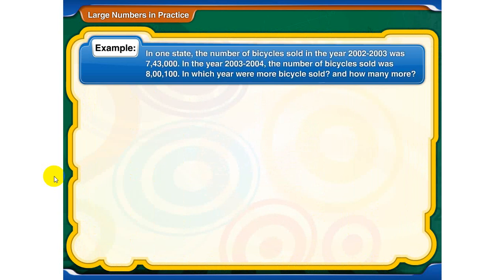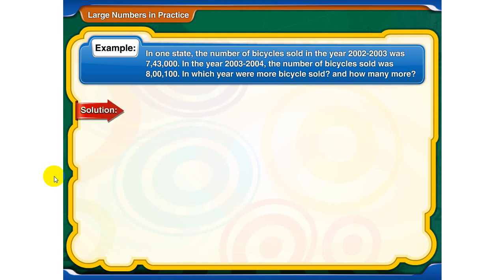Example. In one state, the number of bicycles sold in the year 2002-2003 was 7,43,000. In the year 2003-2004, the number of bicycles sold was 8,100,000. In which year were more bicycles sold? And how many more?